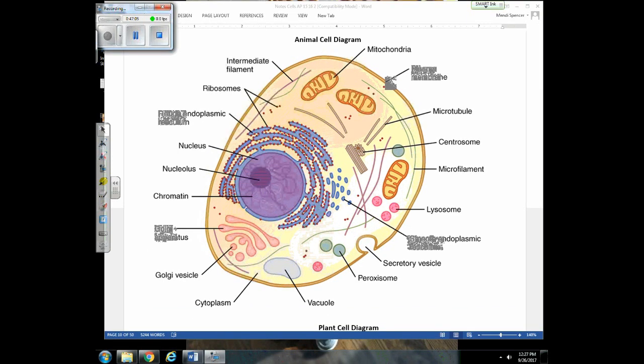I'm not going to spend much time on this diagram, but note you need to be able to recognize cell structures and be able to label them, so you should be able to label the majority of them. You will never have to be able to tell me the difference between a microfilament, microtubule, or an intermediate filament, but just note that those are all different types of cytoskeleton. So if you want to note that.